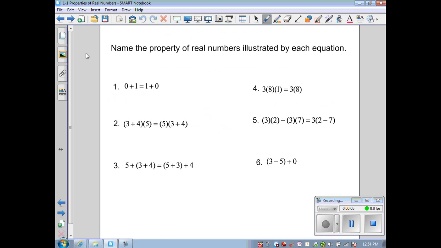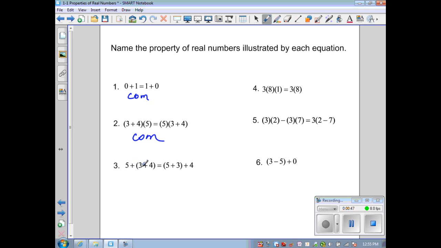The next slide wants us to name the property of real numbers illustrated by each equation. Number 1, 0 plus 1 equals 1 plus 0. This looks like it could be identity, but all they did is change order. So this is commutative property. Number 2, here 3, 4, 5, here 5, 3, 4. So notice they look like they regrouped by changing the parentheses, but they didn't. They did change the order. So again, this is the commutative property.